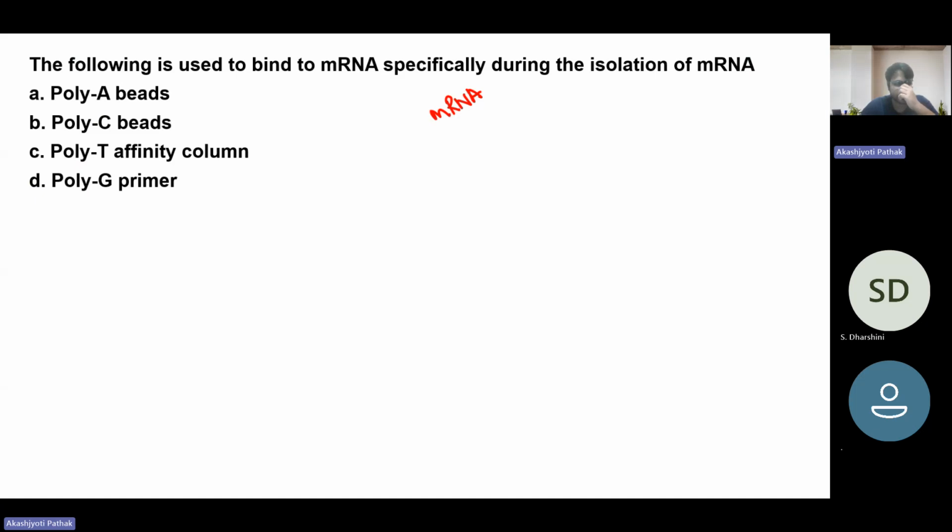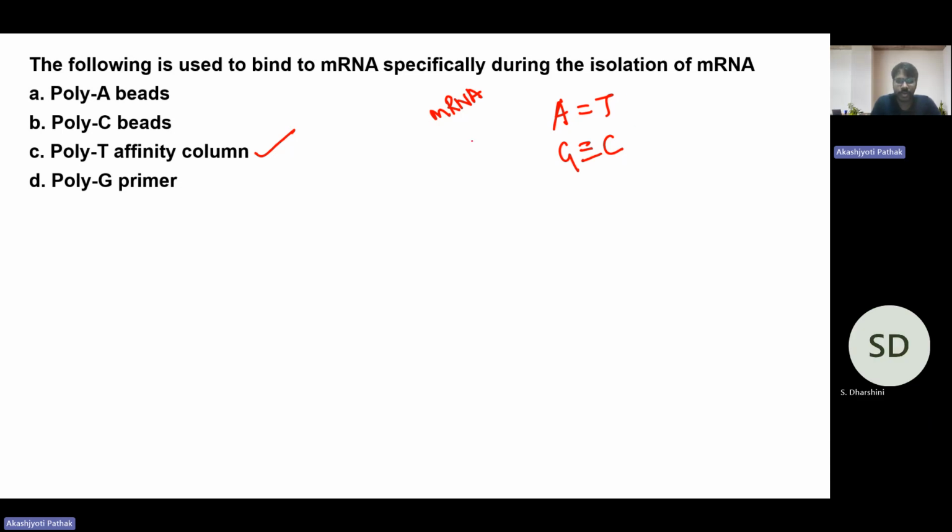The answer is poly T affinity column, isn't it? The answer is poly T affinity column, because you know the DNA base pairing rule, right? A will pair with T, and G pairs with C by 3 hydrogen bonds, A pairs with T by 2 hydrogen bonds. So this is basic molecular biology.